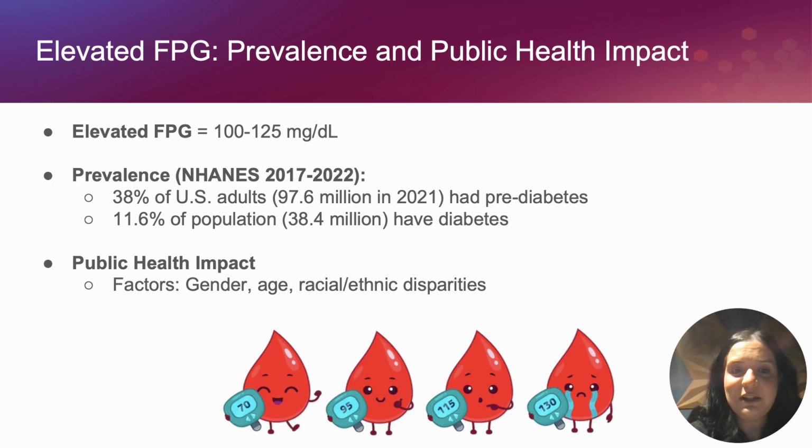Fasting plasma glucose, or FPG, measures how well our bodies regulate blood sugar. Normal is below 100, prediabetes is 100 to 125, while diabetes is above 126. According to N. Haynes, 38% of adults, which is equivalent to 97.6 million, had prediabetes. Similarly, 11.6%, which is equal to 38.4 million, have diabetes. Of that 38.4 million, 29.7 million are diagnosed and 8.7 million undiagnosed. Among adults 65 and older, nearly half, about 48.8%, were pre-diabetic, and the disparities were striking.